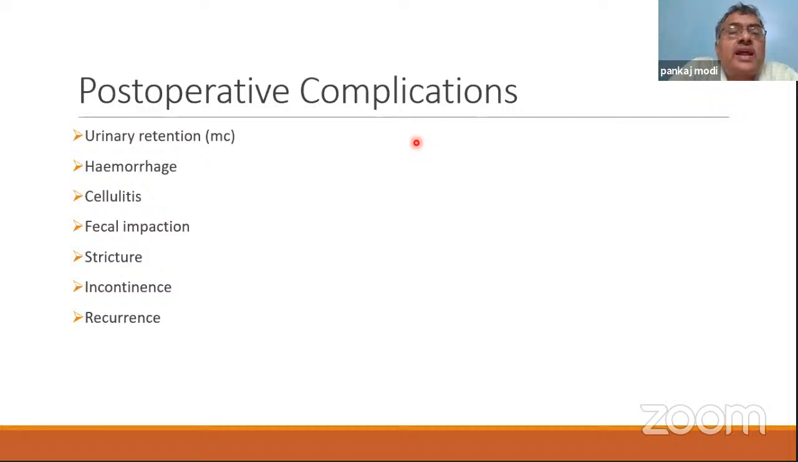And same will go, there are two indications of permanent colostomy in rare circumstances. Total incontinence with complete destruction of sphincter, one. And second, because of multiple fistula surgeries, complete stricture formation at the lower end, which cannot be cured. Those are too rare, but those are the indications of permanent colostomy also. But the important complications are cellulitis, hemorrhage, impaction, stricture, but the most important are incontinence and recurrence.